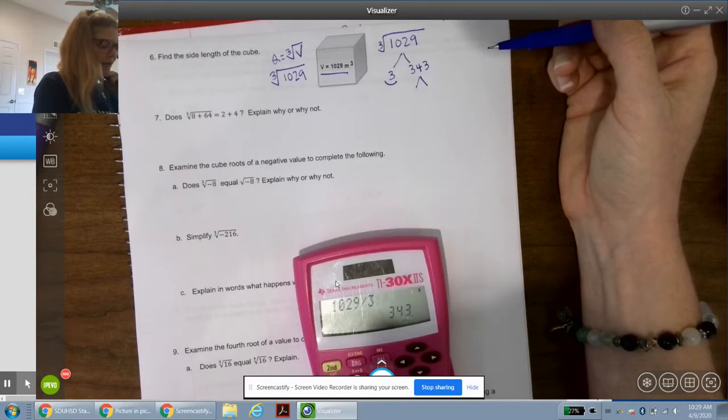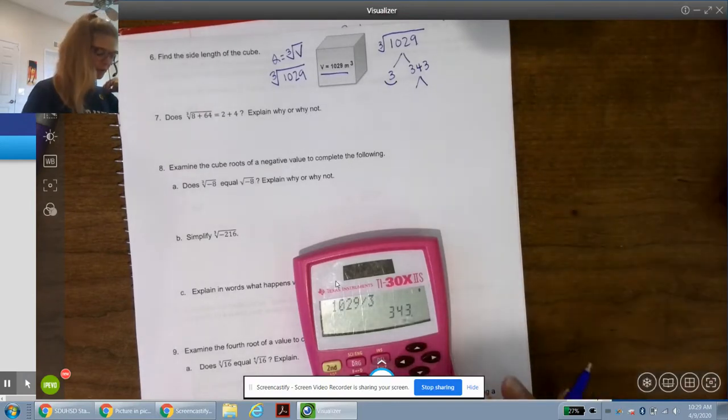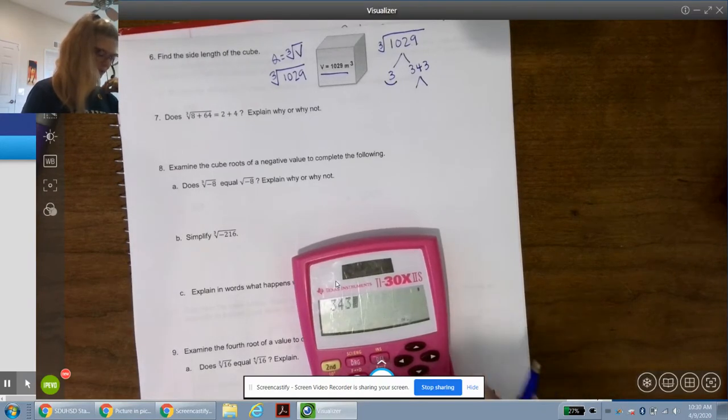343. What number goes into 343? Does 11 go into it? No. 3 doesn't work. 5 won't work. 6 won't work.